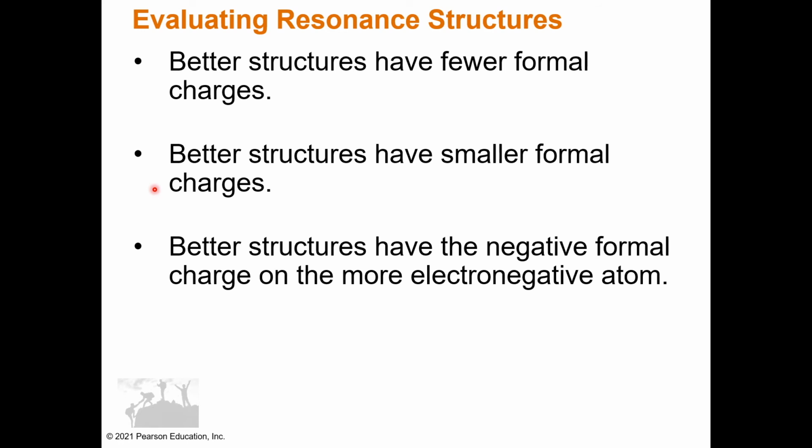Now, if you have to have negative formal charges, make sure that those negative charges are on the more electronegative atoms. So going back to the previous slide with the nitrate ion, you don't want to draw a structure where nitrogen would have a negative charge. That doesn't make any sense because oxygen is more electronegative than nitrogen.